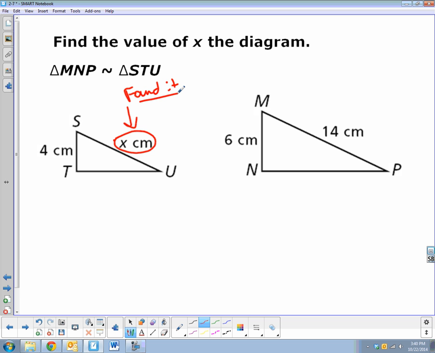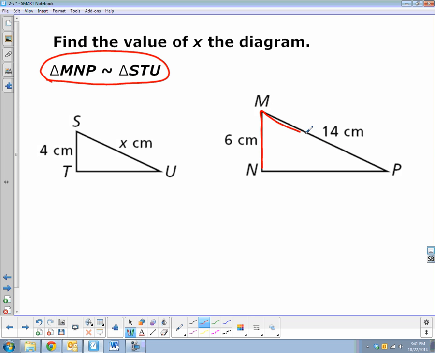But so find the value of x. We've got to figure out how long x is in the diagram. And it tells us a little bit of information here. It says that triangle NMP is, and then they use this symbol right there. It's called a tilde, and it's actually typically in the top left-hand corner on your keyboard. But the tilde means that they're similar to. So triangle NMP is similar to STU.